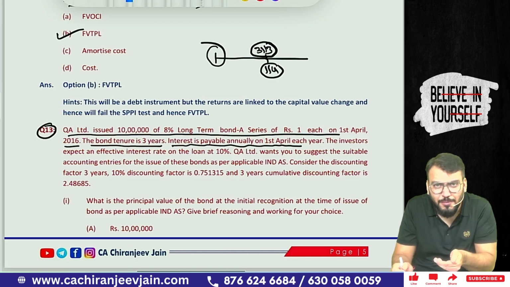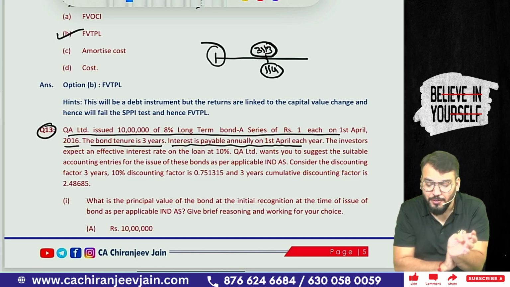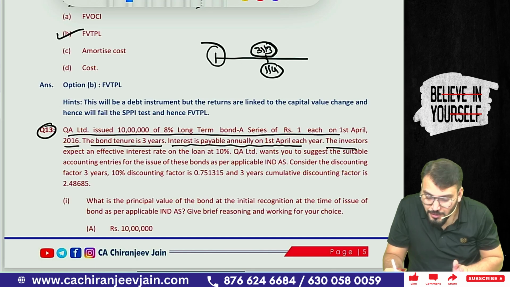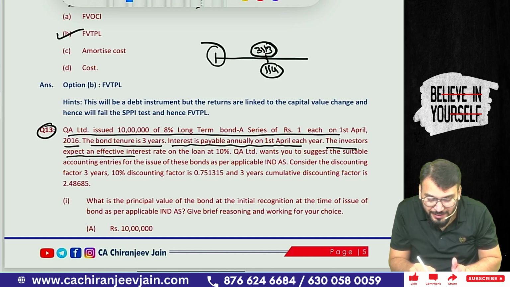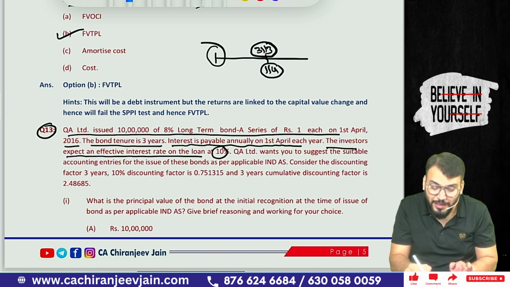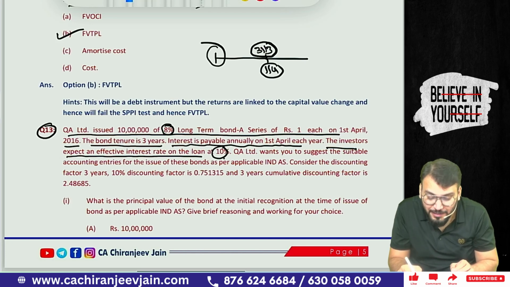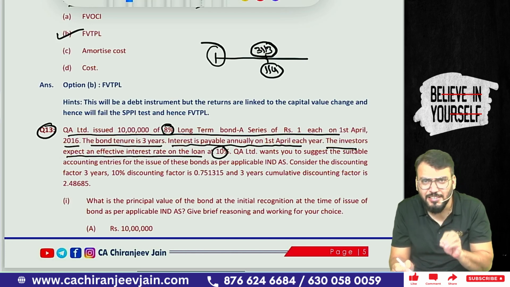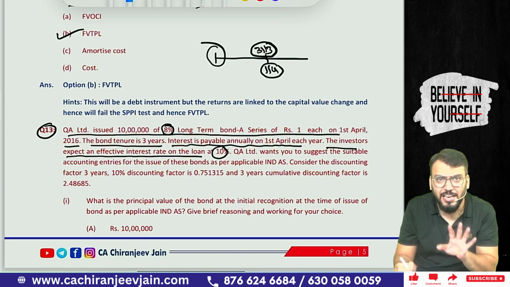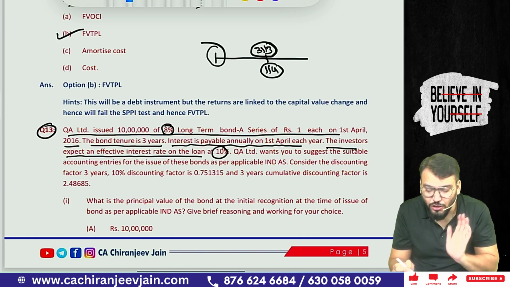So at the end of the first year and beginning of second year, both are same for discounting. The investor expects an effective interest rate on the loan of 10%. Now they have given the effective rate of interest. So 8% is the contractual rate of interest and the effective rate of interest is 10%. Means, can I say, whenever there is an effective rate of interest, there is some transaction cost paid.